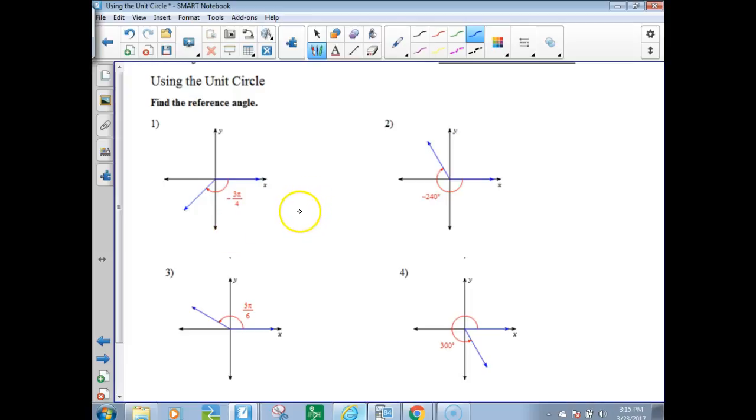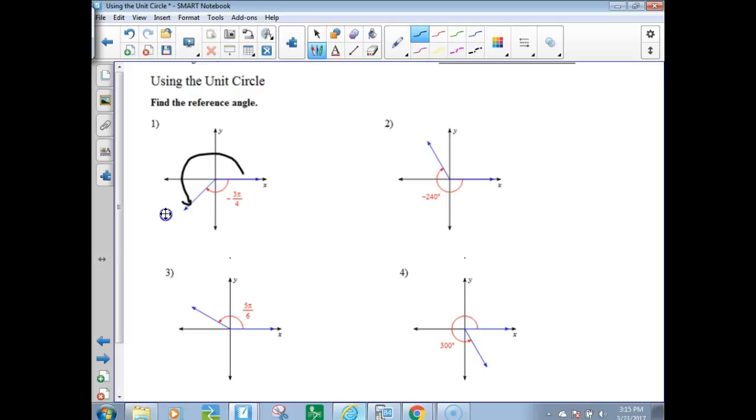All right, find the reference angle. If it's in radians when you get it, your answer better be in radians. What is a reference for negative 3 pi over 4? Look at your unit circle. Where would you be? The positive coterminal angle to that would be right there, which would have been, come around to your quadrant, 1 pi over 4.